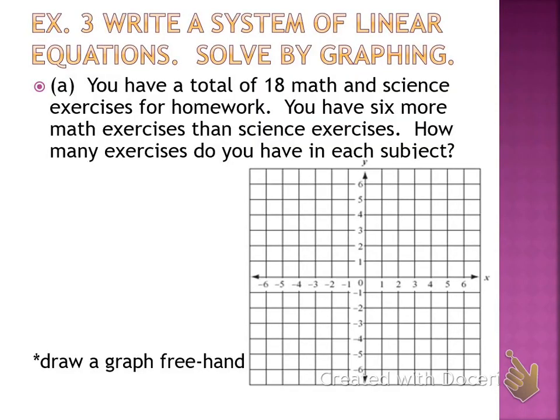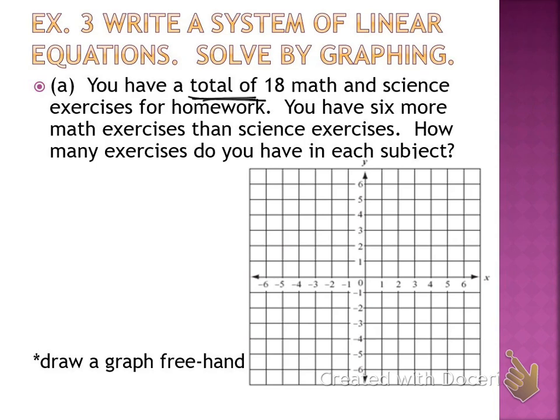All right, example number 3 says, write a system of linear equations solved by graphing. Now, we've got to get way better at reading word problems and being able to dissect them and figure out how to write them. So let's read this and let's take it apart. You have a total of 18 math and science exercises for homework. Now, our first thing that we notice is "total of."